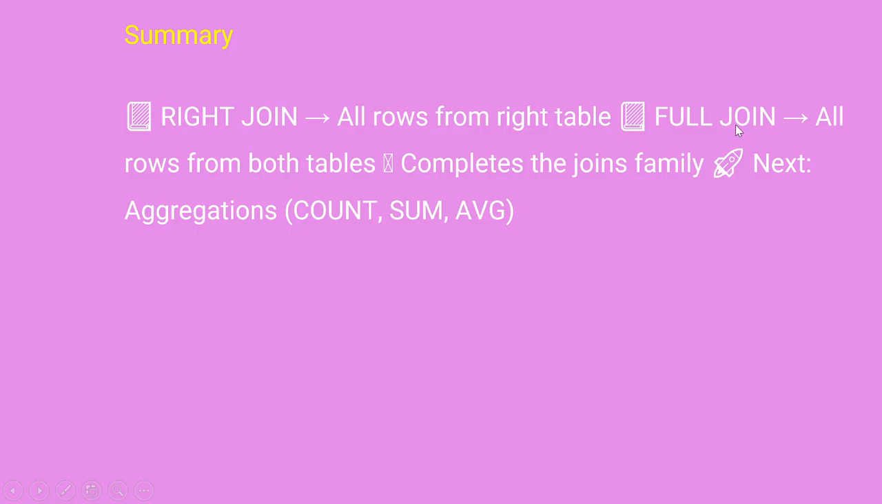To summarize, right join returns all rows from the right table, while full join returns all rows from both tables. This completes the joins family. Tomorrow we will move into aggregations like count, sum, and average.